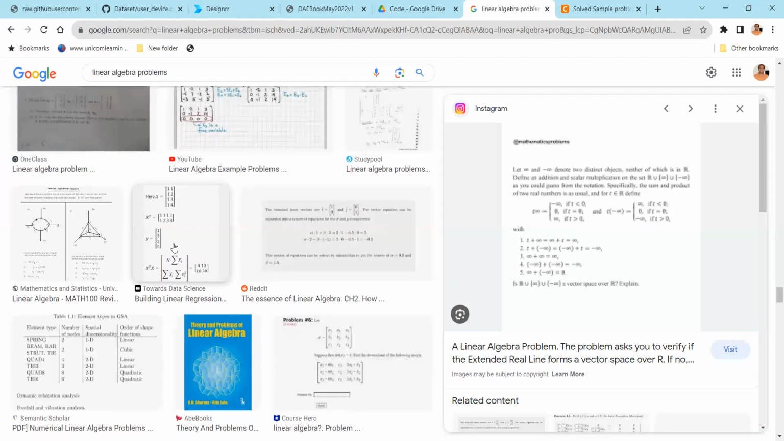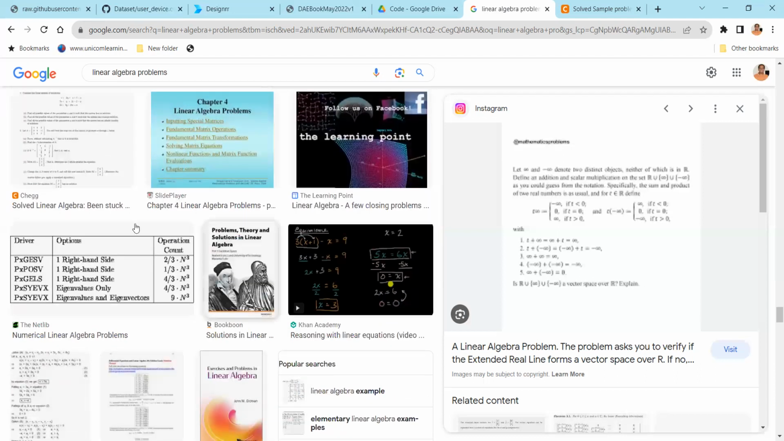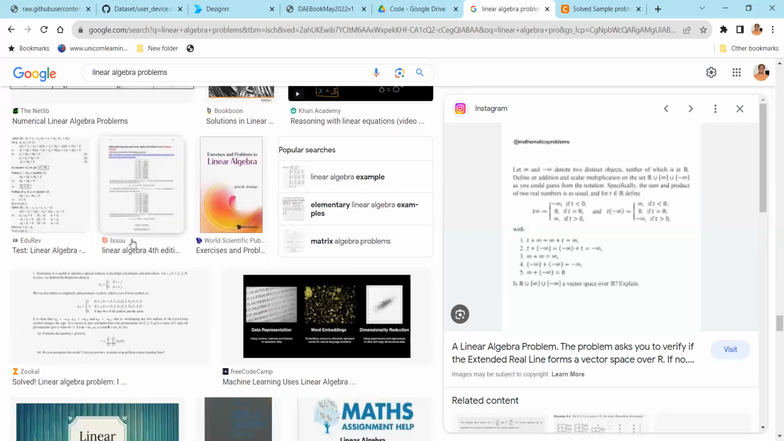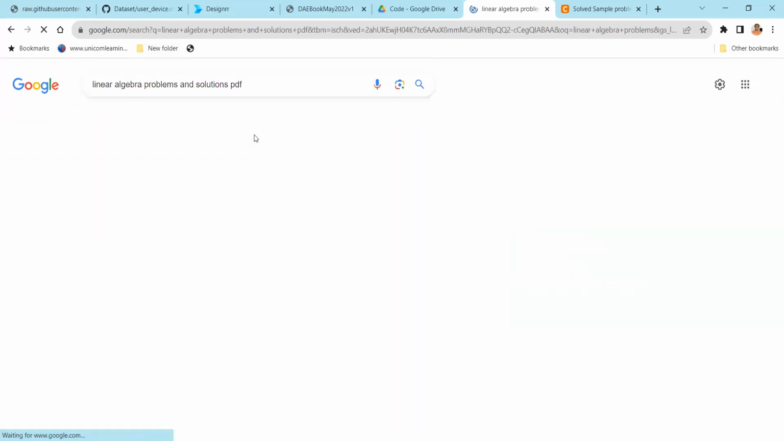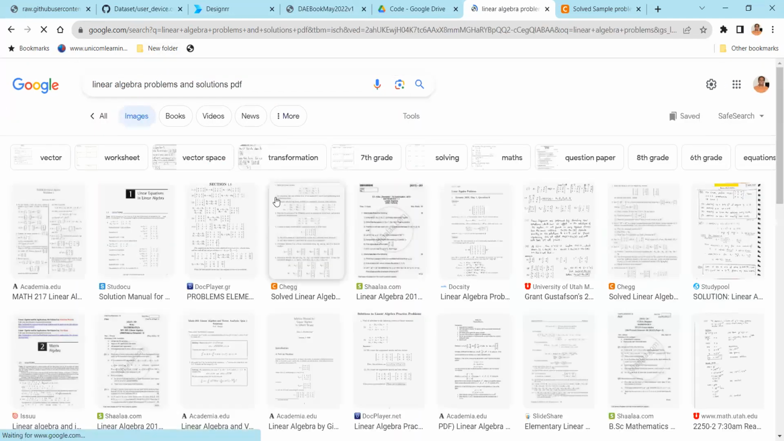See, everybody is solving using matrix. I'm looking for a statement which will convert into matrix. Nobody's talking about that. Linear algebra problems. Let's look for a PDF. Maybe that will help. Is this the one?